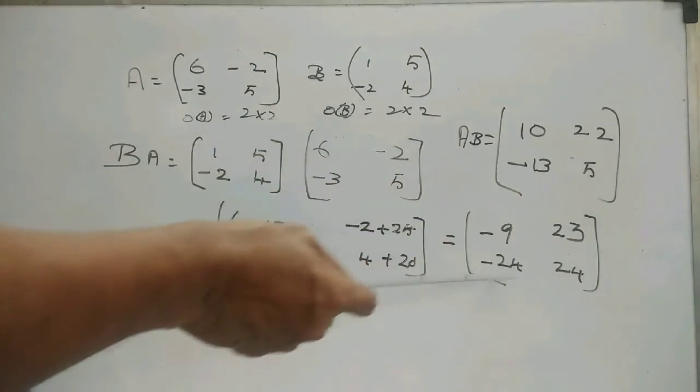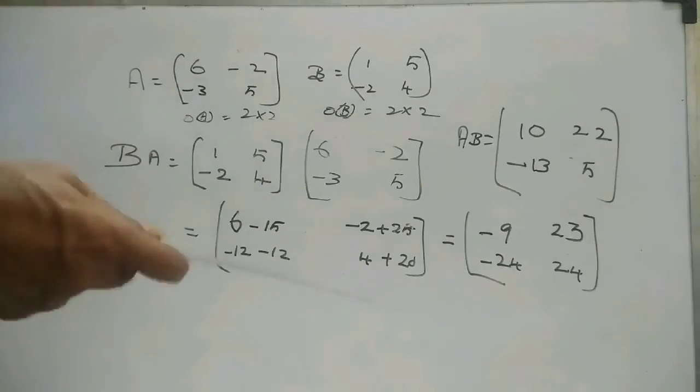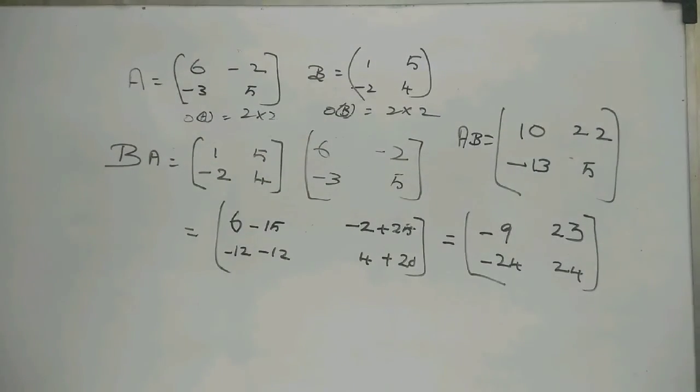Simplify that, and you get minus 9, 23, minus 24, 24, which shows very clearly that AB is not equal to BA, as I said, that matrix multiplication is not commutative. Similarly, we can go for 3 by 3 matrices also. That we will be doing when we do the problems.